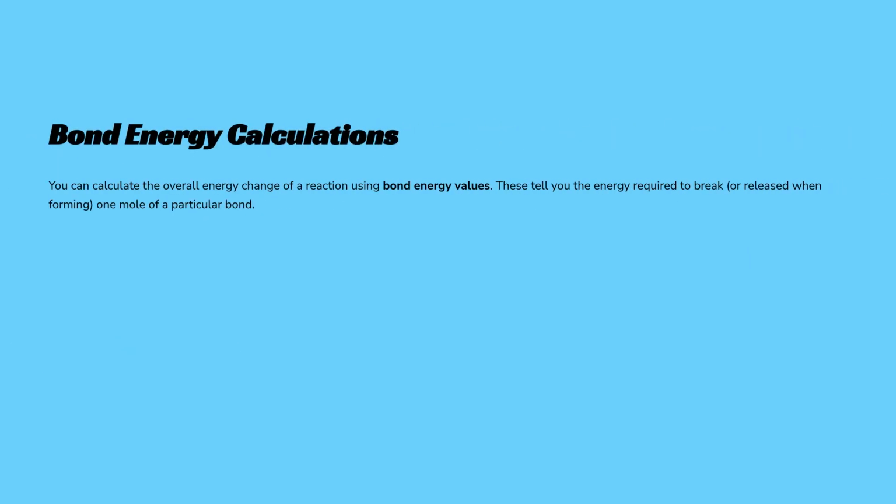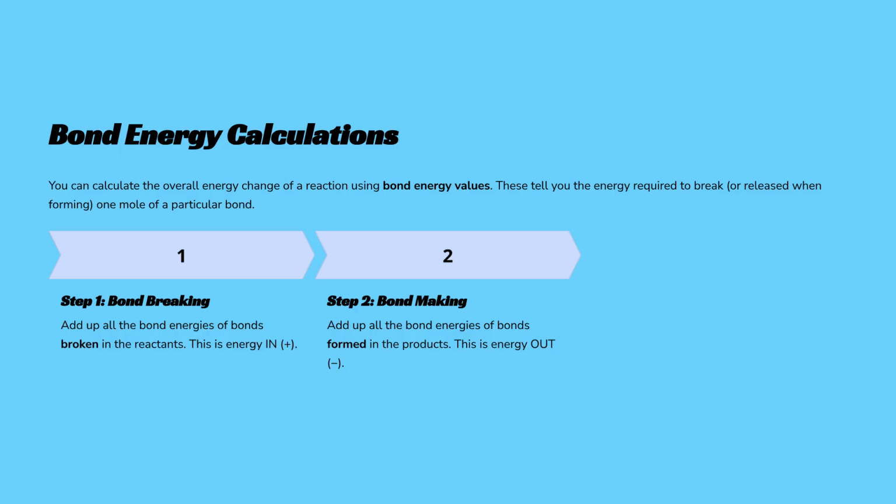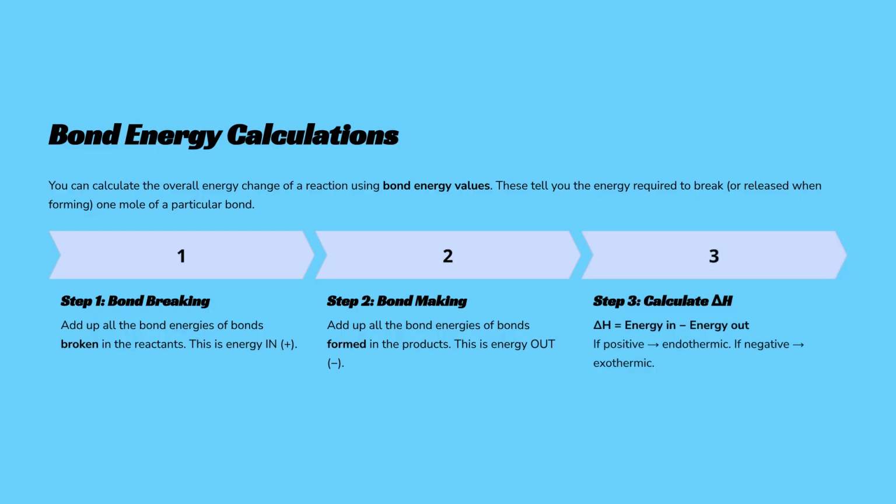To calculate the overall energy change, first, sum the energy required for bond breaking in the reactants, which is energy in. Second, sum the energy released during bond making in the products, which is energy out. Finally, calculate delta H as energy in minus energy out.